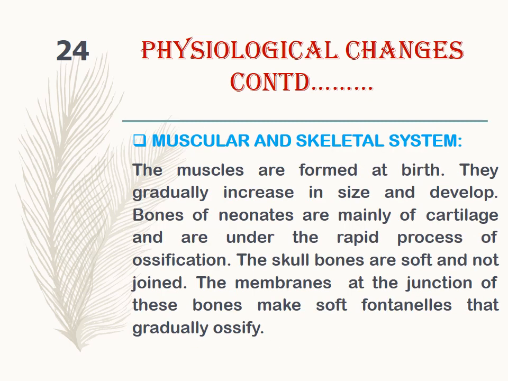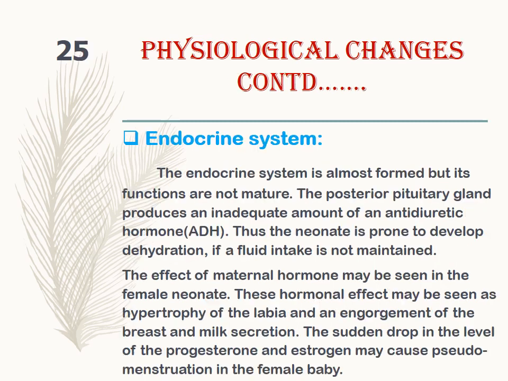Next, let us see the muscular and skeletal system. The muscles are formed at birth. They gradually increase in size and develop. Bones of neonates are mainly cartilage and are under a rapid process of ossification. The skull bones are soft and not joined. The membranes at the junction of these bones make soft fontanelles that gradually ossify.